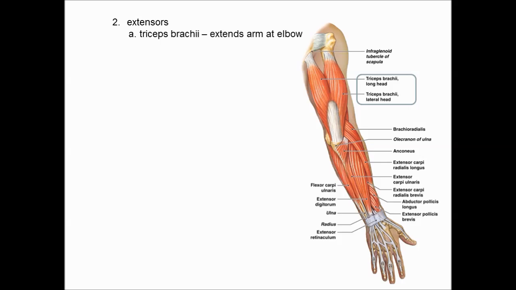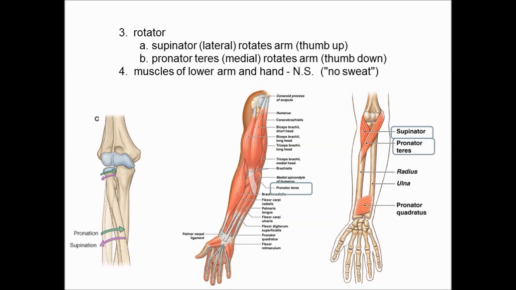The extensors would open up that angle or extend the lower arm, and they're on the opposite side of the arm, as you'd expect, on the dorsal aspect of the arm. So the triceps brachii is a major one, and in fact the only one that I have on the list. There are some that are not quite so important.